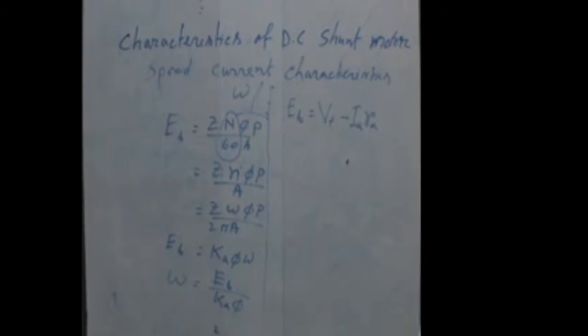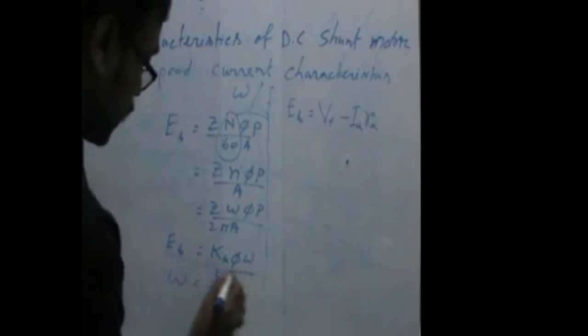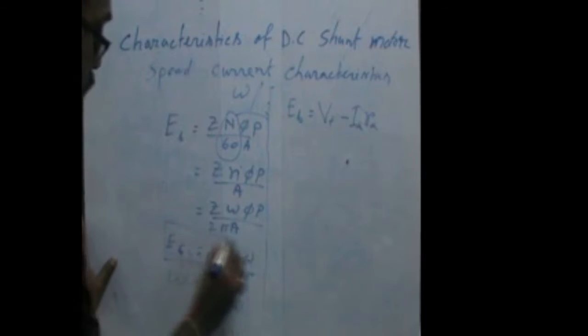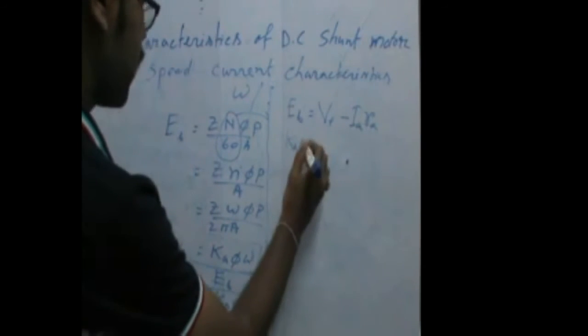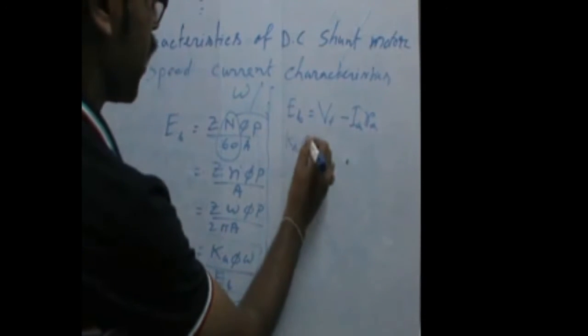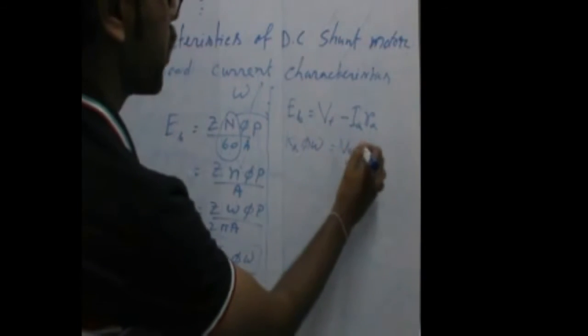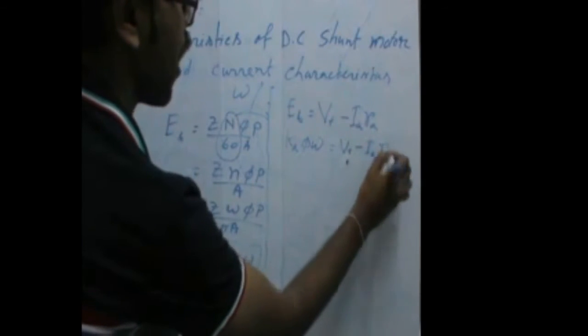Eb is equal to Vt minus Ia Ra. So if we replace the value of Eb in this equation, then we get Eb is equal to Ka phi omega is equal to Vt minus Ia Ra.